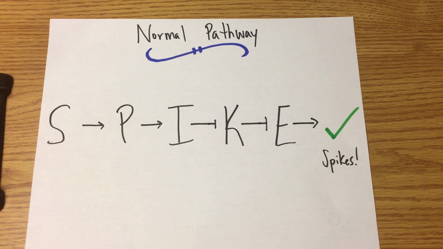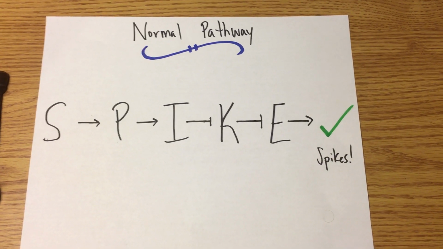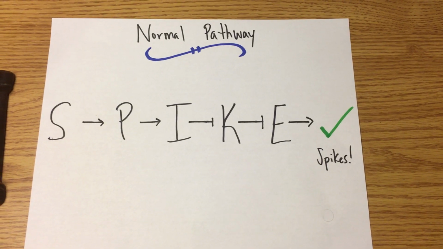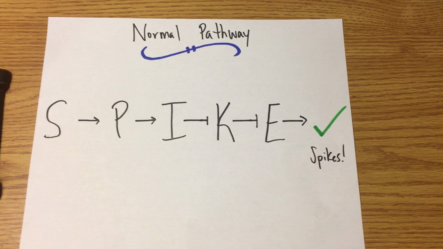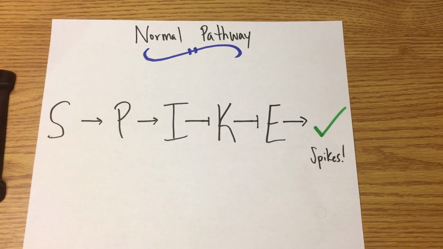Hey guys, my name is Morgan Stevenson, and for exam 4 video 2, I'll be doing option C, which is this hypothetical pathway to create spikes on the ectoderm of the spiny beetle.